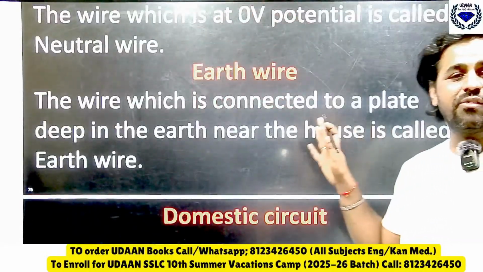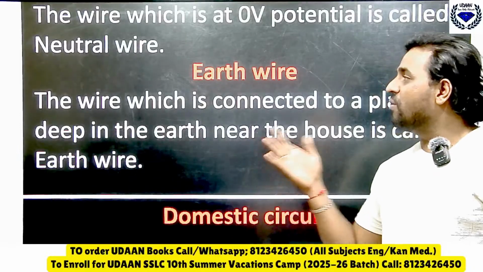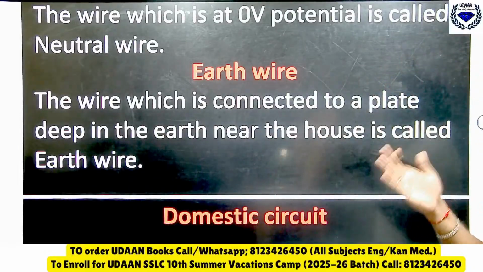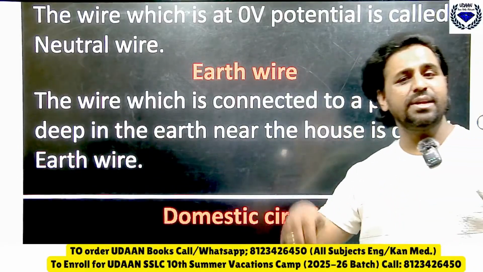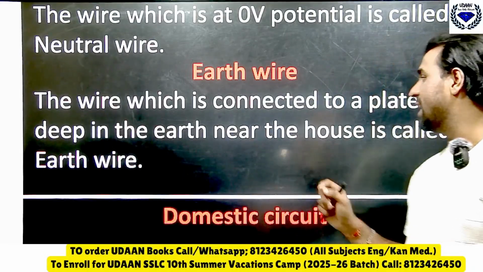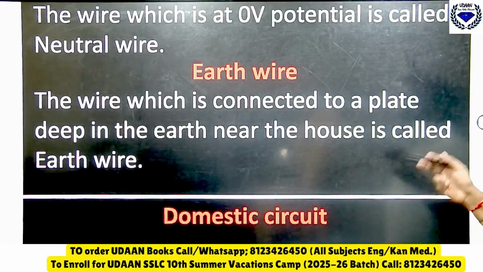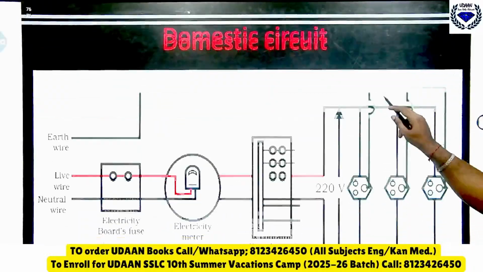Then the earth wire is green in color. The wire which is connected to a plate deep in the earth, near the house, is called the earth wire. And this is the domestic wiring.